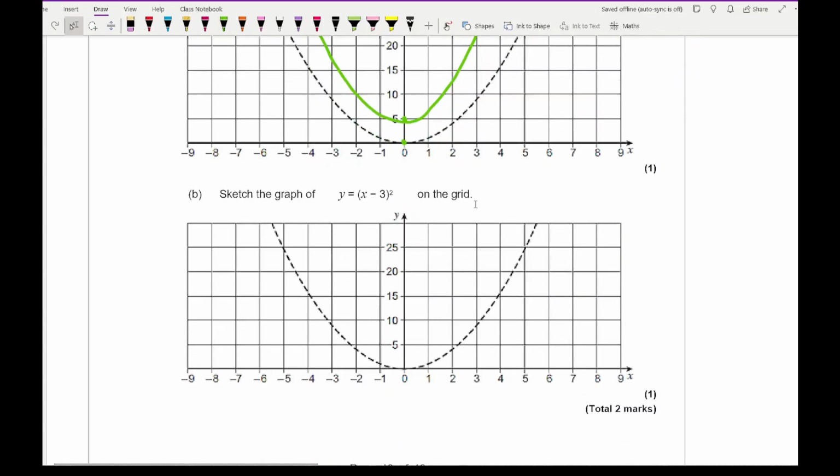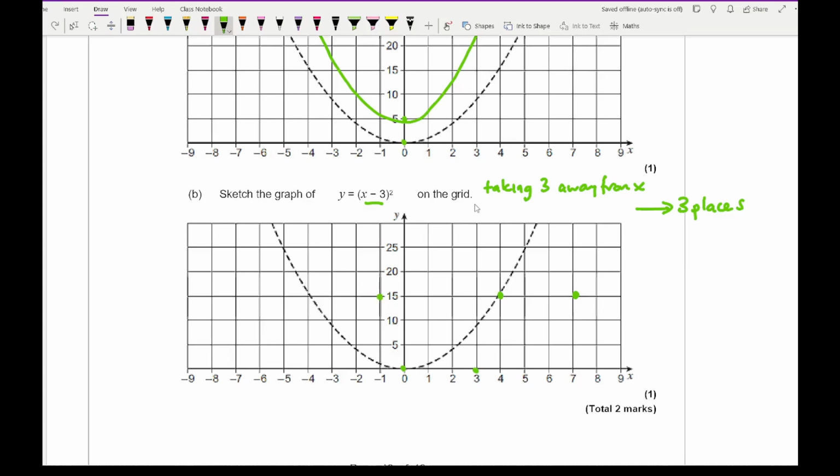Then for B, it says y equals x minus 3. So here we're taking away 3 from x, which basically means we're going to shift it to the right 3 places. So this point here is now going to be at 3, 0, and all the other sequential points are just going to be shifted 3 places. So this coordinate here is now going to be 3 places to the right, so that's going to be there, and this point here is now going to be 3 places, which is there.